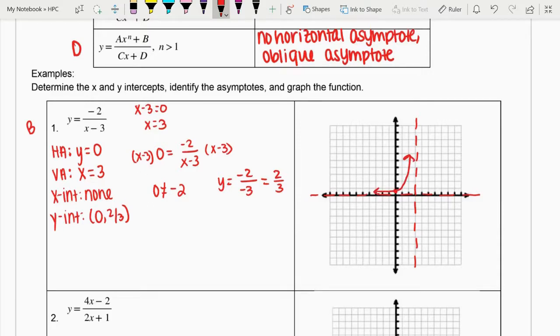And then to determine what the other side is going to look like, I'm just going to substitute in a value. So we have 1, 2, 3, 4. So let's put x as 4. So I would have y is equal to negative 2 over 4 minus 3, which could be negative 2 over 1. So y is negative 2. So at 4, negative 2, that's another point that we can plot. So 4, negative 2. So then because I know where my asymptotes are, the rest of the graph will look like this.